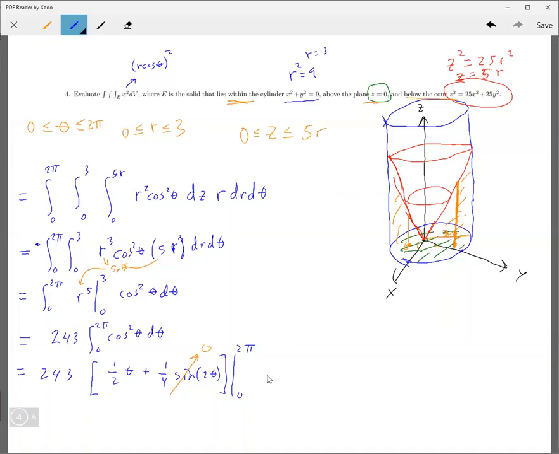And that means that when you put the 2 pi here, you're going to get 1/2 times 2 pi minus 0, because when you put the 0 in here, you get 0. And so this is going to be 243 pi.